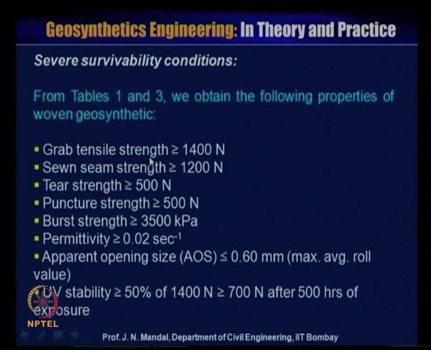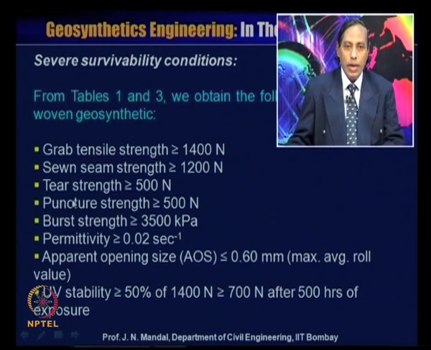So, grab strength greater than or equal to 1400 Newton, grab seam strength greater than or equal to 1200 Newton, tear strength greater than or equal to 500 Newton, puncture strength greater than or equal to 500 Newton, burst strength greater than or equal to 3500 kilopascal, permittivity greater than or equal to 0.02 per second, apparent opening size AOS less than or equal to 0.6 millimeter, maximum average roll value, and UV stability greater than 50% of the grab tensile strength value, that is 1400 Newton, is equal to greater than 700 Newton after 500 hours of exposure.